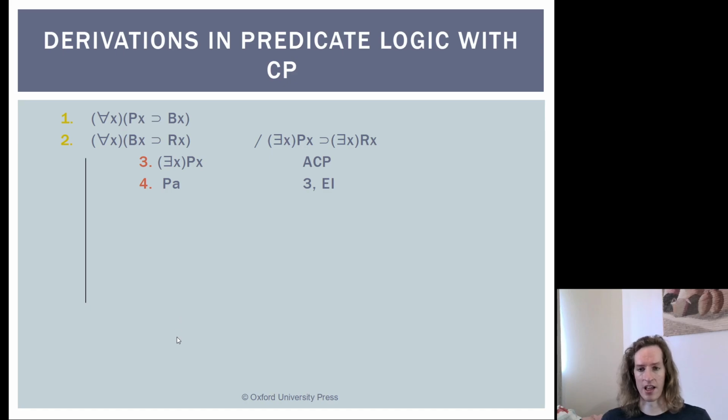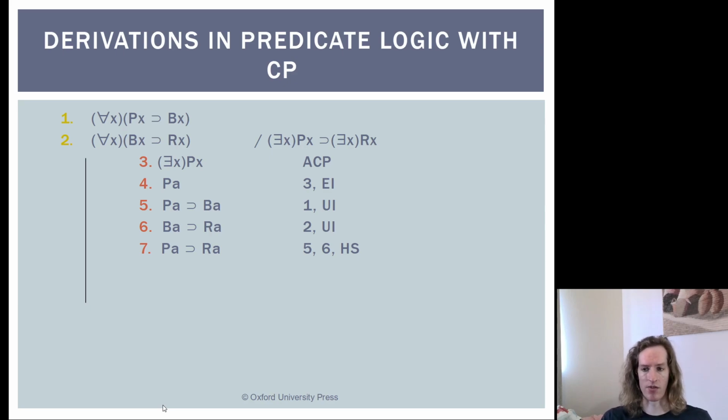So we get one thing A that has the property P. We'll universally instantiate line 1 using the same constant so that everything is commensurate. So we get if A is P, then A is B. We'll do the same thing for premise 2 as well. We get if A is B, then A is R. Now, because if A is P, then A is B, and if A is B, then A is R, we can use hypothetical syllogism to cut the middleman out of that chain of conditional statements and just get to if A is P, then A is R. That's from lines 5 and 6, hypothetical syllogism.